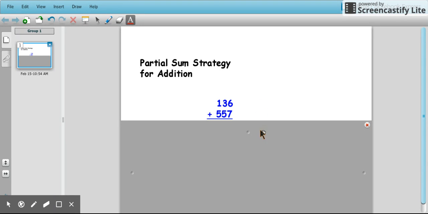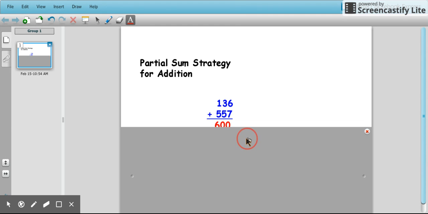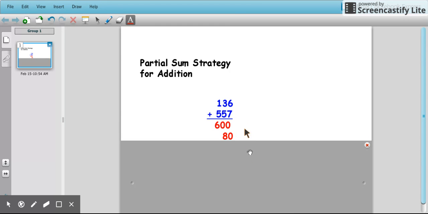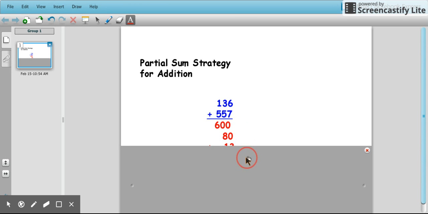but show our work. So for example, we're going to start, this is not a 1 plus a 5. This is in the hundreds place, and 100 is 100, and then there's 500. So we have 100 plus 500, which gives us 600. Now we're going to move over to our tens place, and we have 30 plus 50. It's not 3 plus 5, it's 30 plus 50, which gives us 80. And then we have 6 plus 7, which is 13.